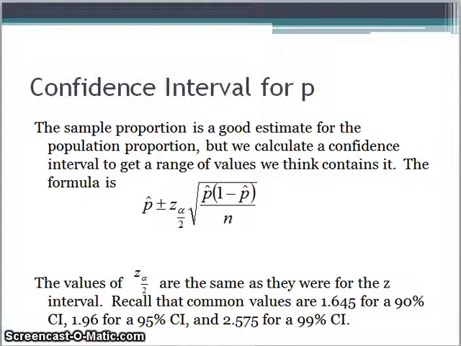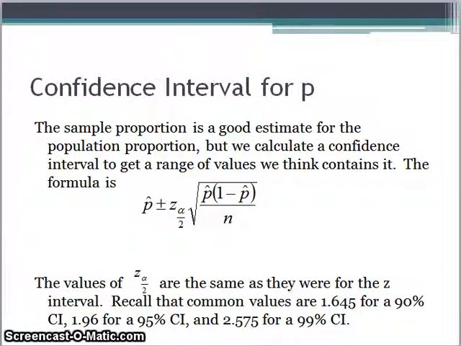Pay close attention to the x out of n, because that's one important way you can tell that a confidence interval problem is asking for the proportion. So if they say x out of n, like 48 out of 200, that's one important clue that it's for the proportion. So here's the formula for the confidence interval for p.